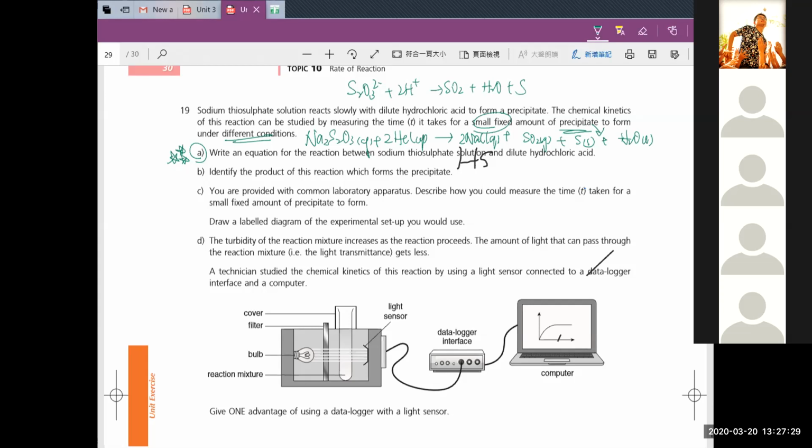So identify the product of this reaction which formed the precipitate. What's that? You may know it is easy, right? It's sulfur, the sulfur precipitate, which will mask the cross in the experiment, right? So in this experiment, we are not going to do the cross. We need to check the turbidity. How would you measure the time taken for a small fixed amount of precipitate to form? Draw a labelled diagram of the experiment setup you will use.